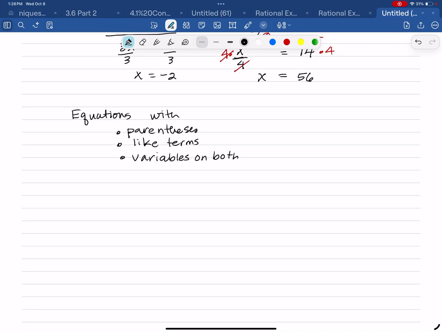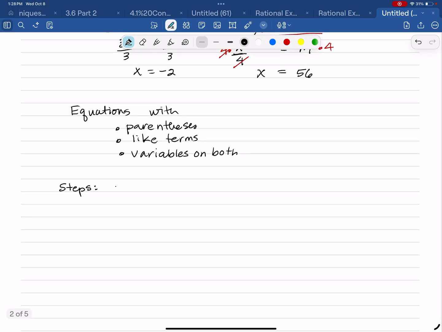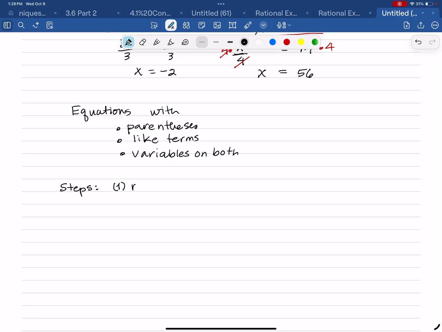So we're just going to take a general approach to this, and so here are our steps. Number 1, remove parentheses by applying the distributive property.